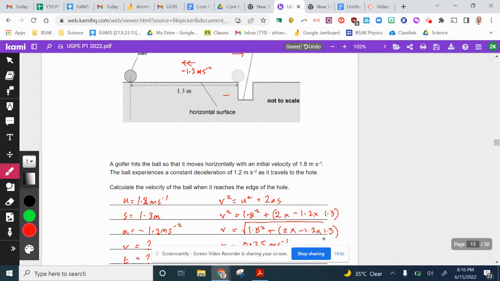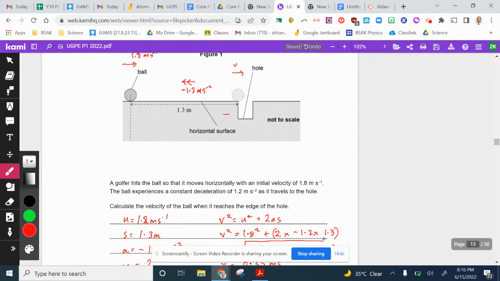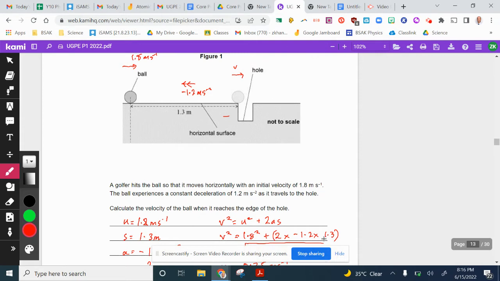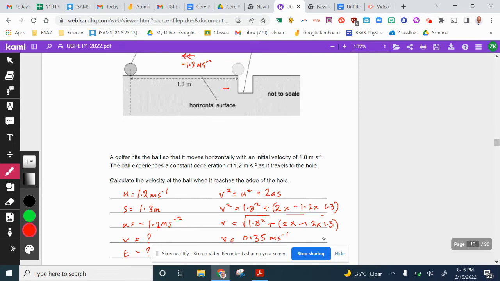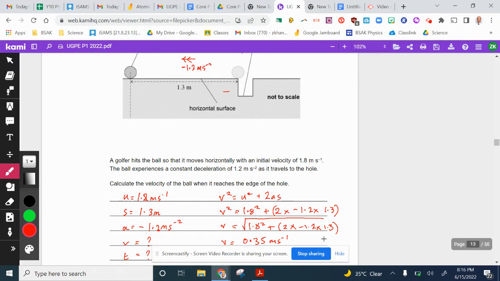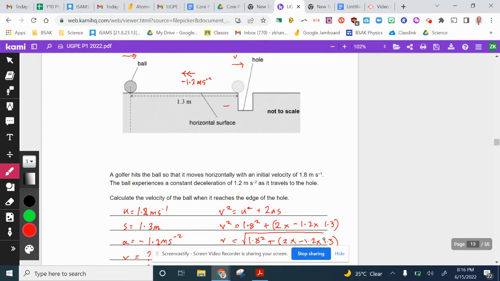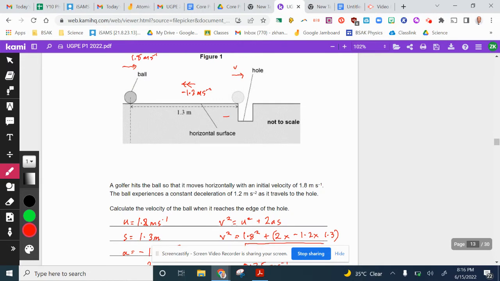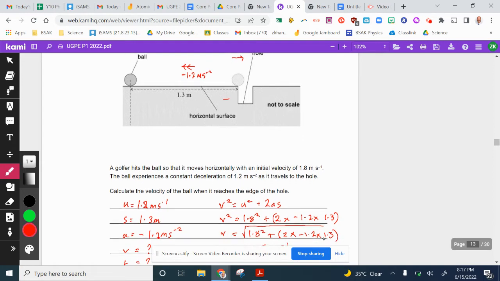Okay, so now we're going to put all those values on the side here. u is 1.8 meters per second, that's the initial speed. The displacement is 1.3 meters. The acceleration is minus 1.2 meters per second squared, and we know that it's negative because it is decelerating. We don't know the final velocity, nor do we know the time it takes for the ball to get from here to here. So what we're looking for is final velocity without the time.